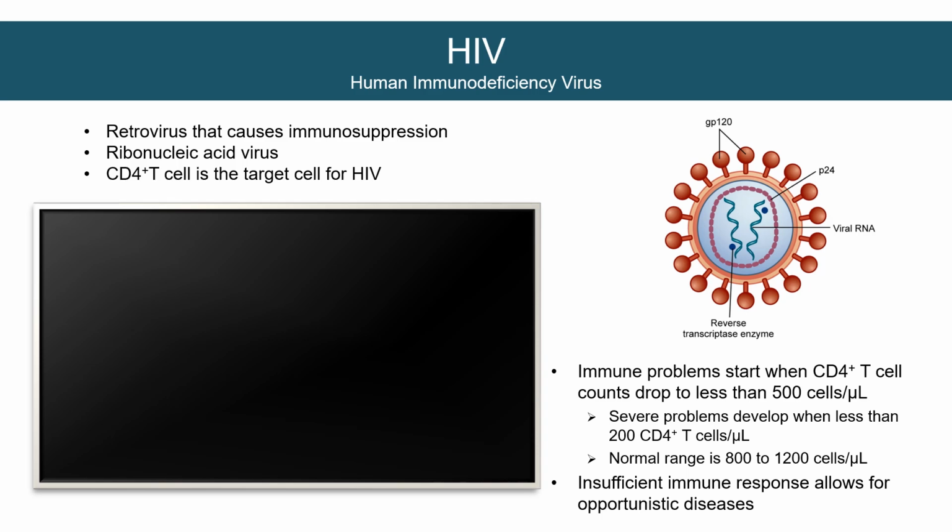So immune problems start when that CD4 plus T cell count drops to less than 500 cells. And severe problems start when the count is less than 200. And just for reference, normal range is 800 to 1200. So once our immune system has dropped so much, then the patient is susceptible to opportunistic diseases, and that is what eventually will kill the patient.